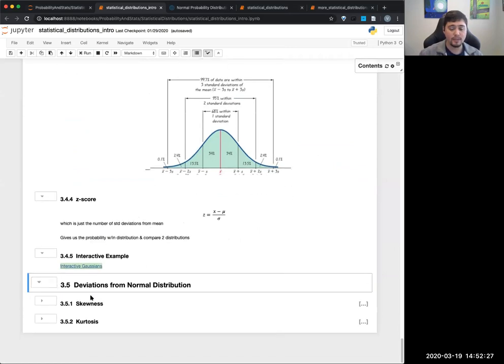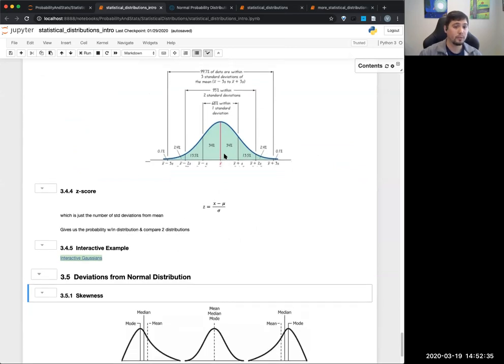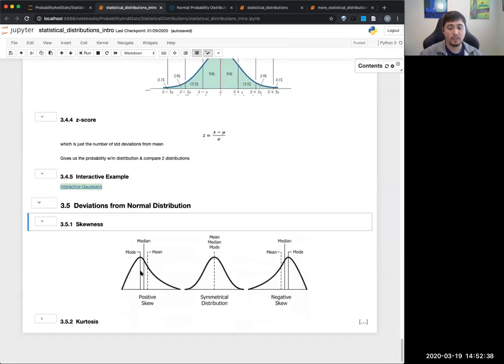So one quick thing is about some deviations from normal distribution. This is where we talk about skewness and kurtosis. This is the normal curve. And then we have something called skewness. You can see in this little quick diagram that we talk about positive skewed, or right skewed, or left skewed. Basically the skew is the thing that's dragging out that tail.